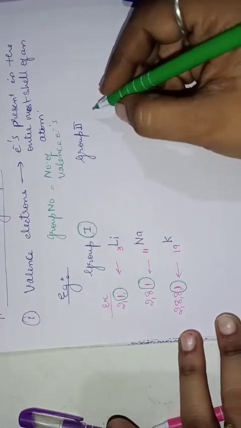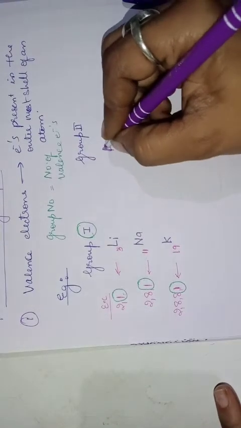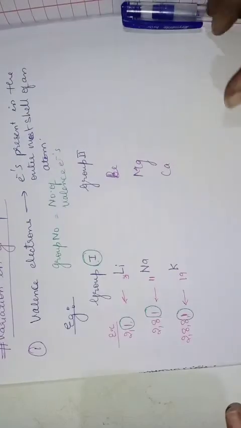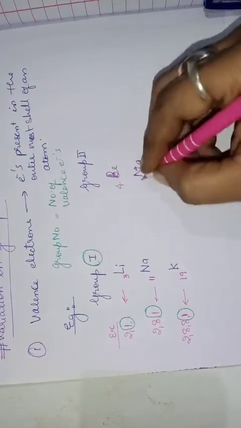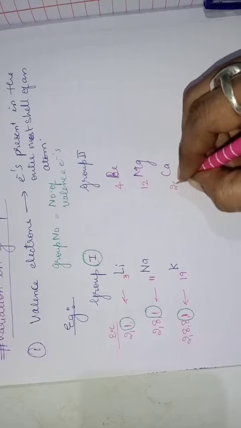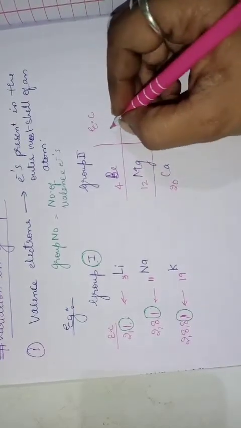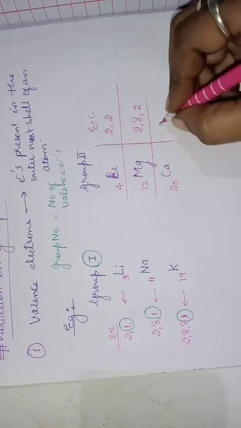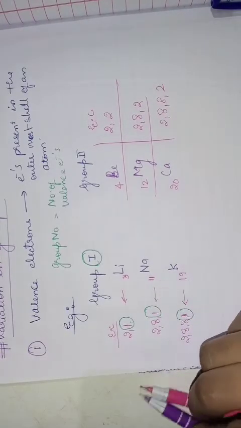Okay, let us take the example of group 2. See here, we have beryllium, magnesium, and then calcium. Because we have to study up till 20, I am taking only limited examples. The atomic number of beryllium is 4, magnesium is 12, and calcium is 20. The electronic configuration of these elements is 2,2, then 2,8,2, and here it is 2,8,8,2. Yes or no?